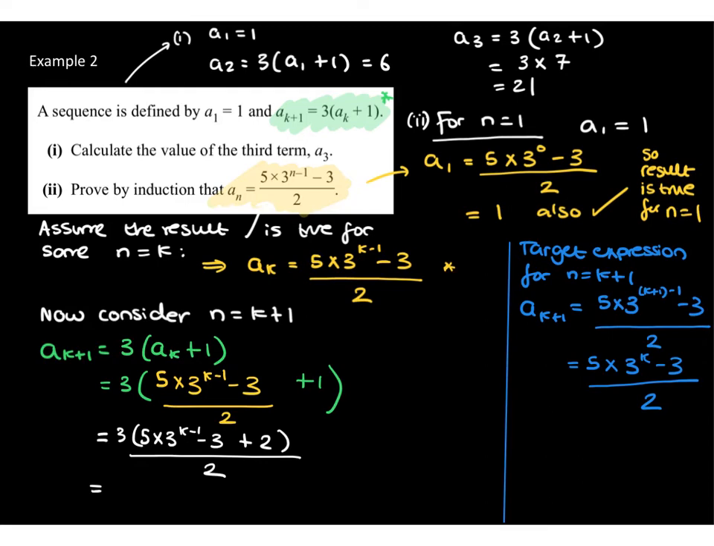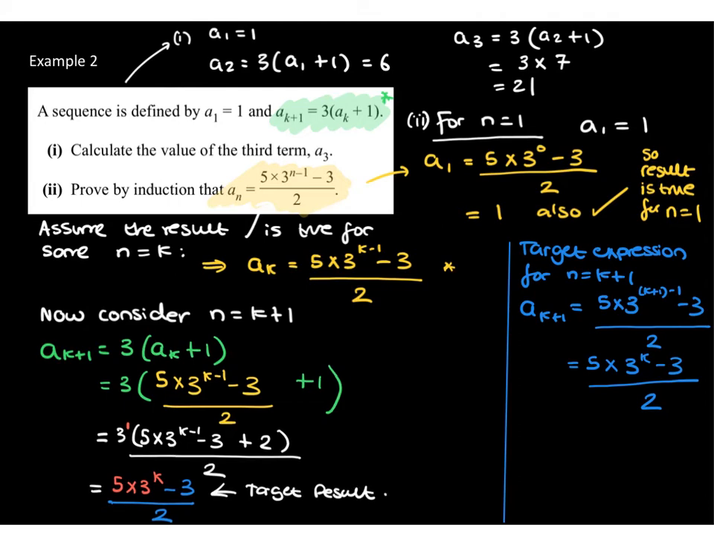So this 3 here can multiply by 3 to the k minus 1 to give us 3 to the k. So that gives us 5 times 3 to the k. And then, of course, we'll have minus 9 plus 6. Or we could just add together the minus 3 and the 2 to give us minus 1 and multiply by the 3 to give us a minus 3 over 2. And there we have the target result. So it simplifies to what we want.